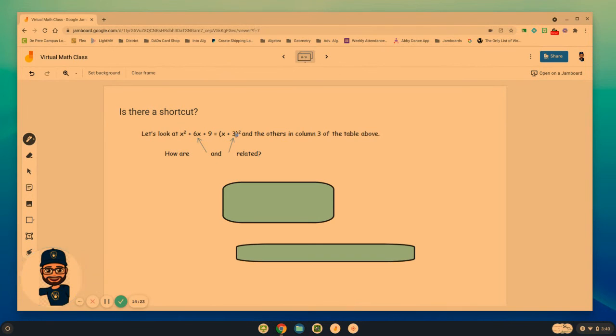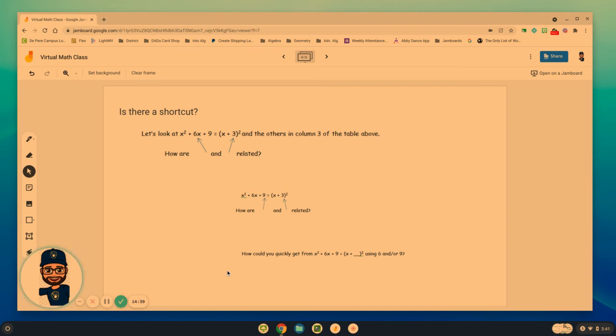So how are 3 and 6 related? Well, hopefully you see that 6 is double that, right? How are 3 and the 9 related? Well, that's 3 squared. And so there is a shortcut here that will allow us to quickly go from x squared plus 6x plus 9 using 6 and 9. We just need to make sure that whatever number, if we cut it in half here, half of 6, that's 3. If I square that, do I get that value? And I certainly do.